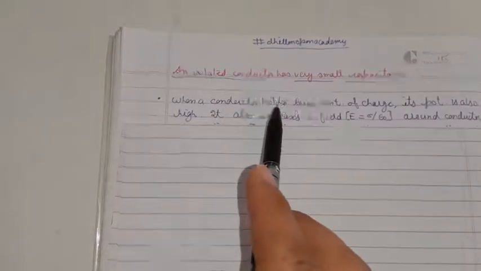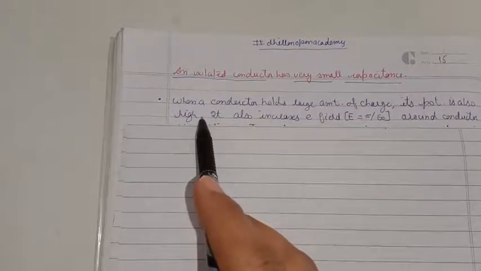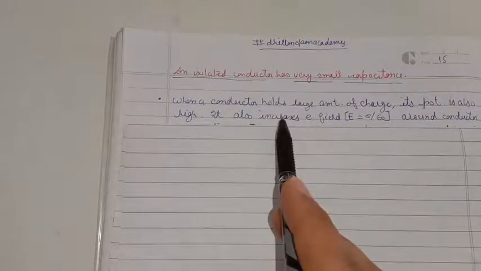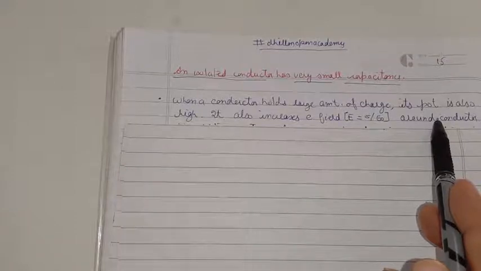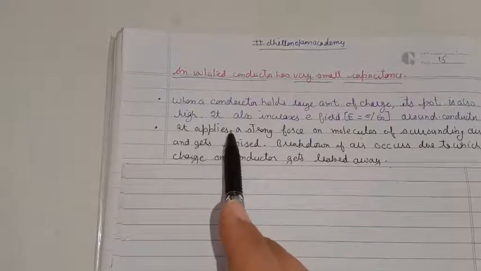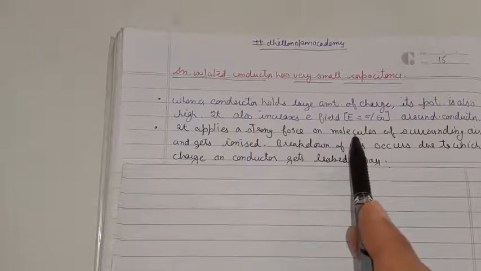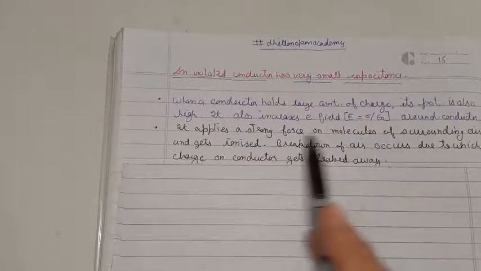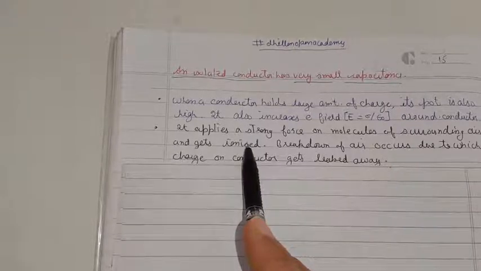Whenever any conductor holds a large amount of charge, its potential also becomes very high. When its potential becomes very large, the electrical field present around the conductor also becomes very large in magnitude. When this electrical field increases, this strong electrical field around the conductor applies huge electrical forces on the molecules or atoms of the surrounding air, due to which the ionization of the air molecules starts taking place. And this happens especially around the edges of the conductor.